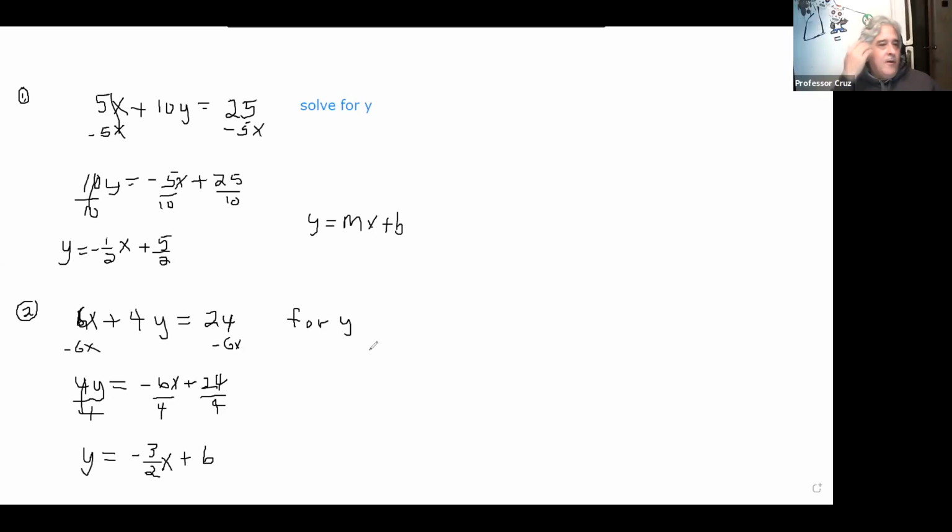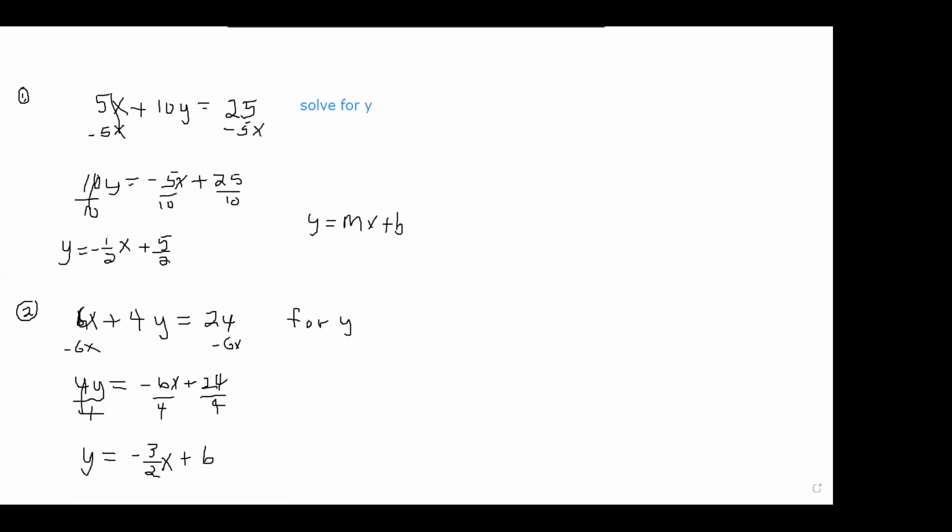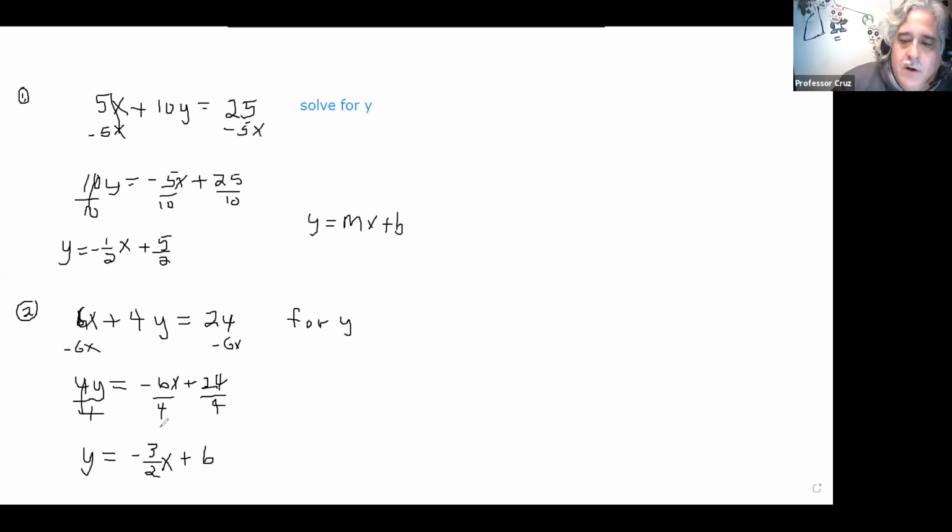But these by far are the most important ones to take out of this chapter, being able to solve for these x and y ones, because we're going to be doing that a good bit later on. Like I said, that can be very helpful for graphing things. And y is equal to negative 3/2 x plus 6.